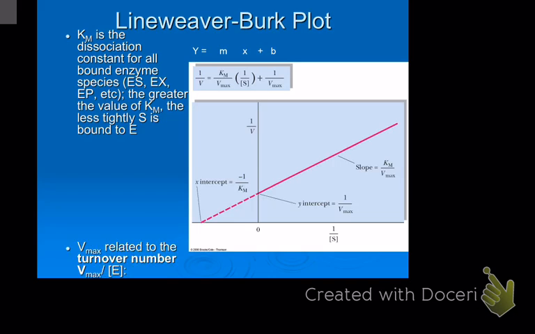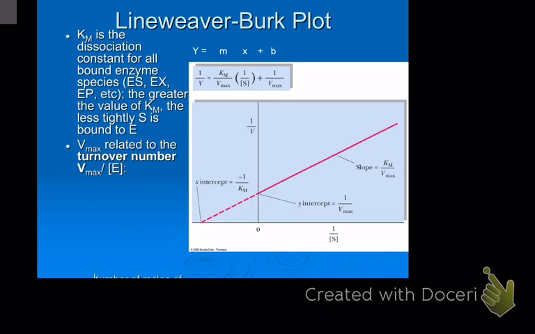Okay, and once again, the Km is the dissociation constant, technically speaking, for all bound enzyme species. So it's similar to Kd, or the dissociation constant. And so that's why if it's a really low Km, that means the substrate is going to bind really tightly. If it's a larger Km, it doesn't bind nearly as tightly.